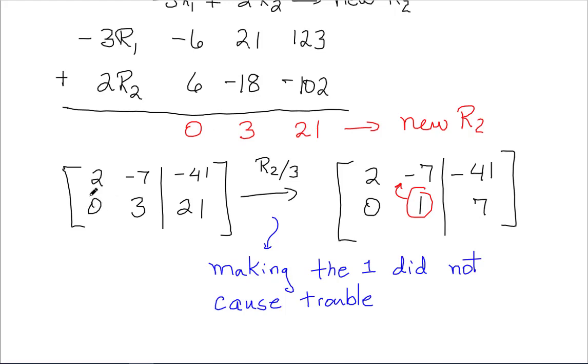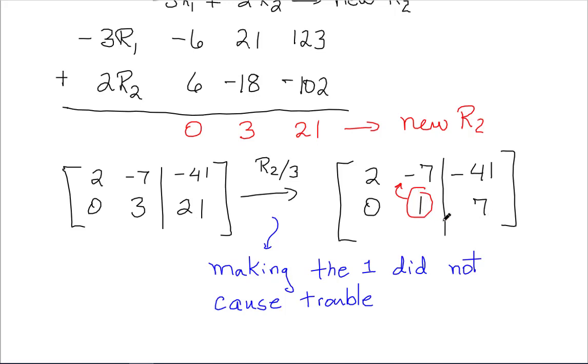So look, I used the 2 and I made a 0. I'd like a 1 there. Now, is that possible here without making fractions? Well, yes. I can take row 2 and divide by 3. So 3 divided by 3 is 1. 21 divided by 3 is 7. That's good. I got a 1.